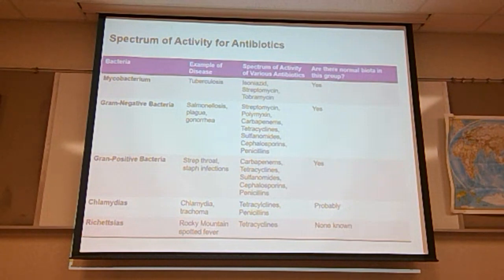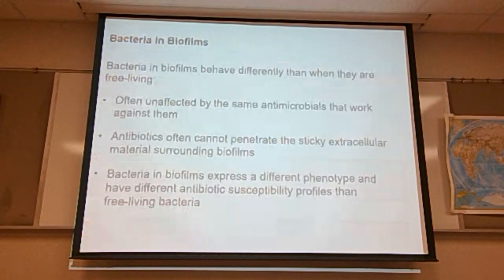Rickettsia causes a disease called Rocky Mountain spotted fever. It's transmitted by a tick bite. The antibiotic for this is tetracycline. And we don't know whether there are any human microbiota that are found in the same group as rickettsias. As far as we know, there are not. But again, we have still yet to identify the normal biota for every human being, because every human being's normal biota will vary slightly.